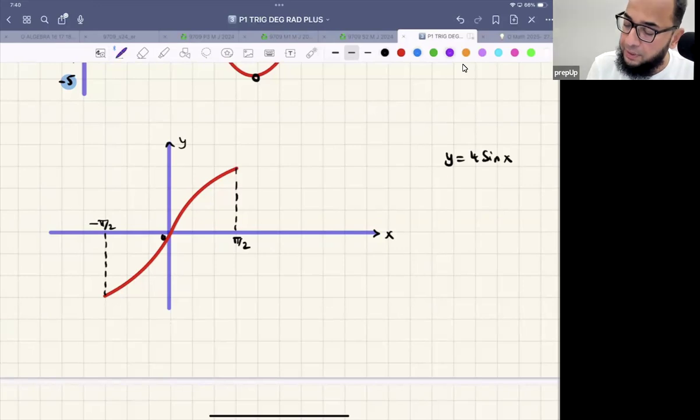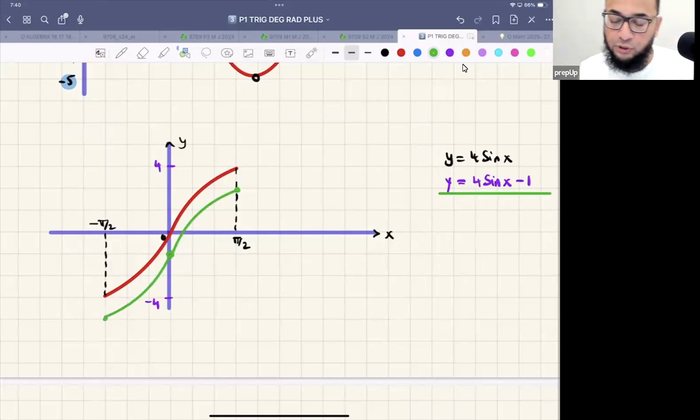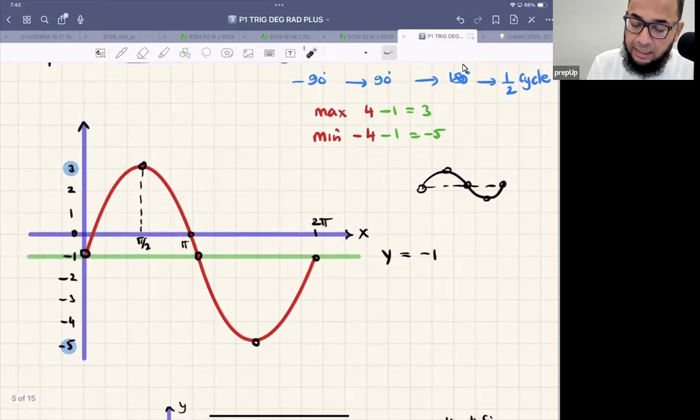Now let me draw in purple color, y is equals to 4 sine x minus 1. So this thing goes 1 unit down. And this is labeled as 4, this is labeled as -4. It's not, just ignore the squares. And just go 1 unit down, something like this. And let me draw this thing like this. This goes like this. This goes like this. So the green one, that is y is equals to 4 sine x minus 1. All good, all clear. This is just to give you the idea that if you were to draw from 0 to 2 pi, that's how you draw it.